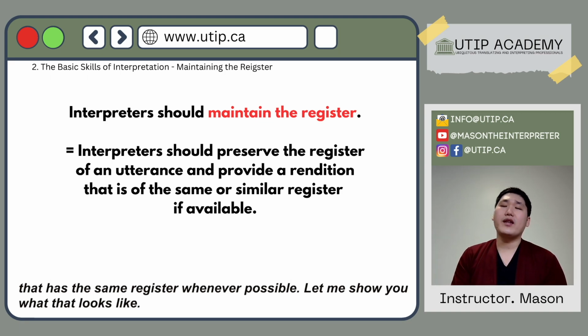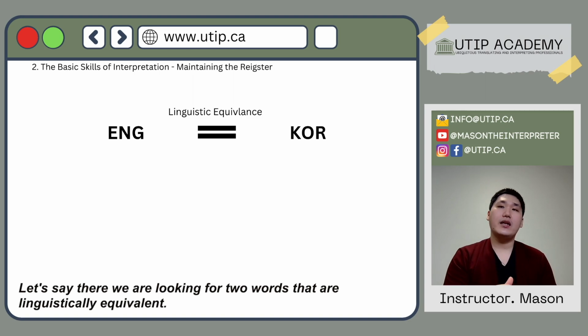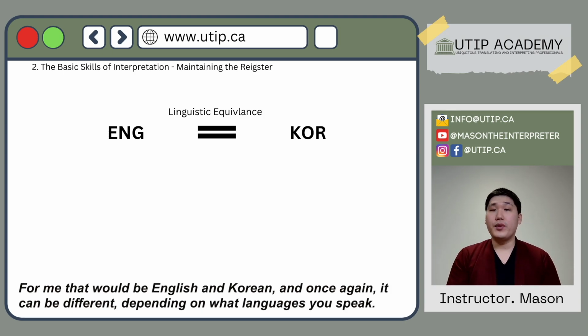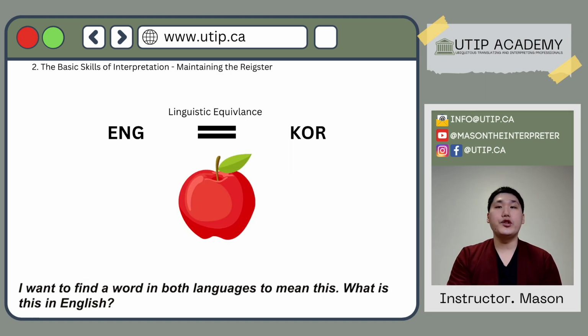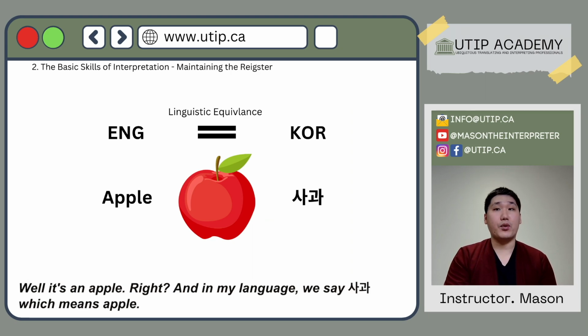Let me show you what that looks like. Let's say we are looking for two words that are linguistically equivalent. For me, that would be English and Korean, and once again, it can be different language depending on what languages you speak. I want to find a word in both languages to mean this. What is this in English? We call it an apple, right? And in my language, we say 사과, which means apple.